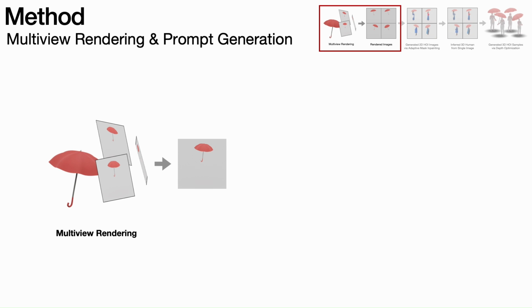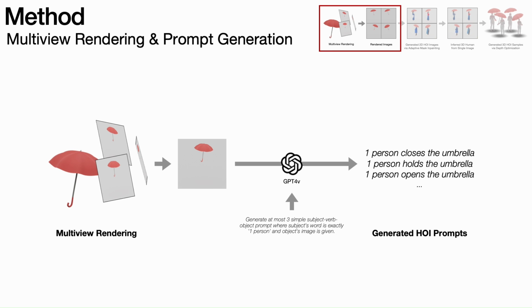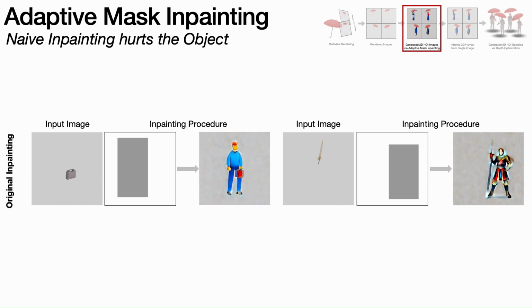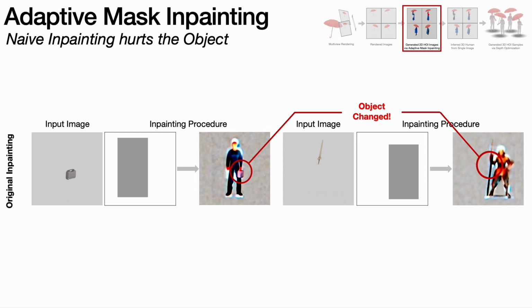Here is the detail. Given the 3D object, we first render the object from multiple viewpoints. Then, using an available vision language model, we generate prompts that describe possible interactions from the object image. We then insert the human by applying an in-painting diffusion model. Now, naively using boxes to set the in-painting region makes the model change the original object, which is a problem since it creates false affordances.